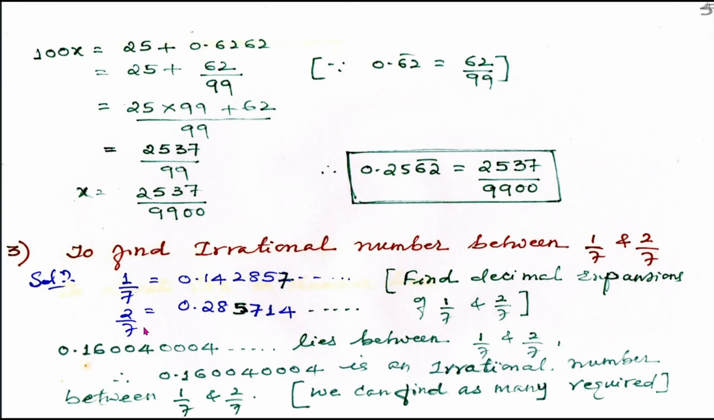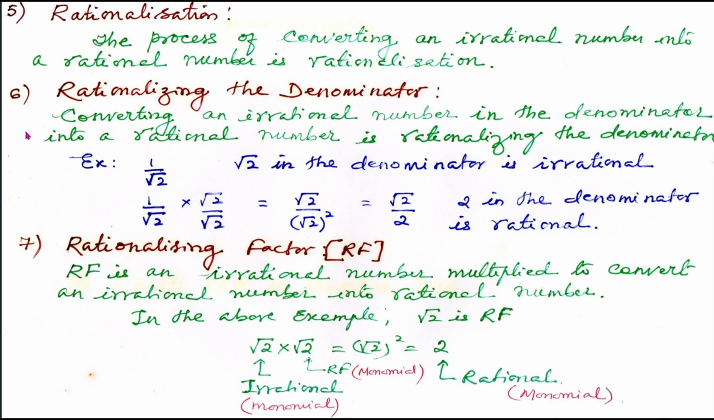Okay, so please remember that. Now coming to the next important discussion, which is rationalization. Now the question is, what is this rationalization? Rationalization is the process of converting an irrational number into a rational number.